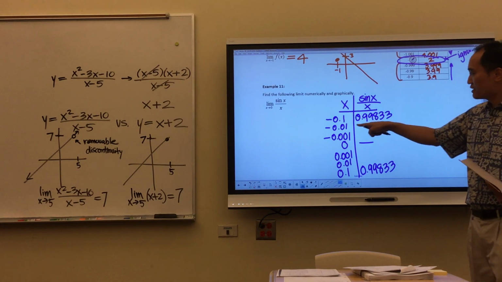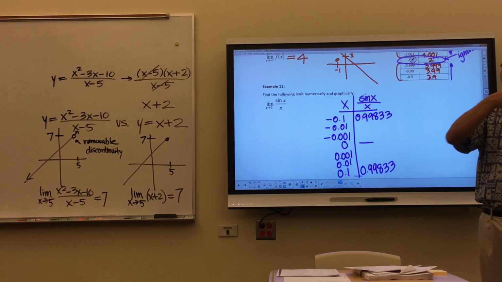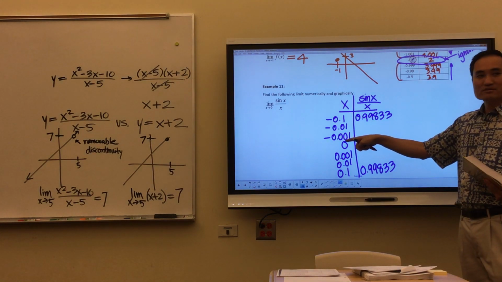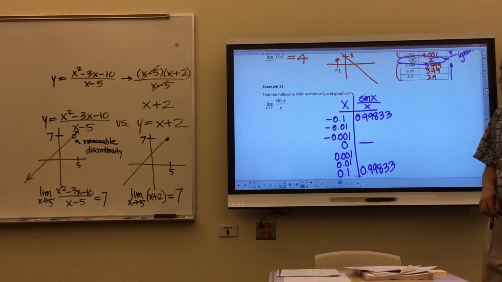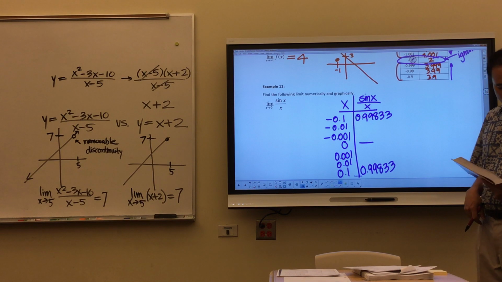Sydney, can you quickly plug in negative 0.01? Make sure you're in radian mode. And then Gabriel, can you quickly put in 0.001? Make sure you're in radian mode. Make sure you smash that like button.